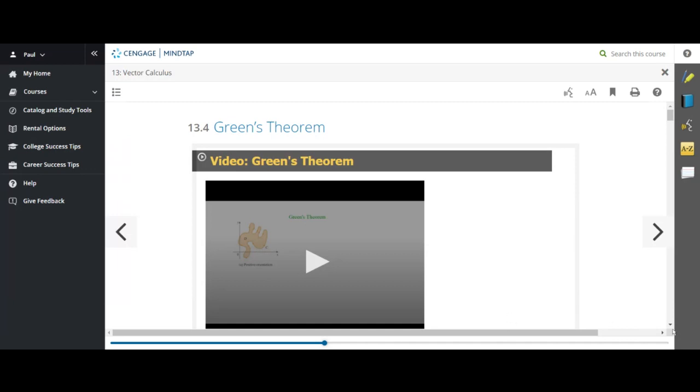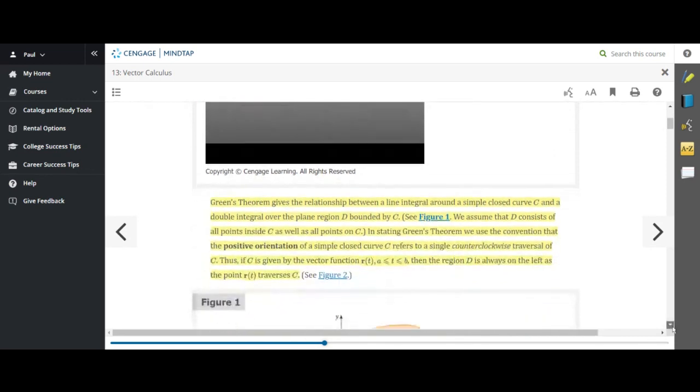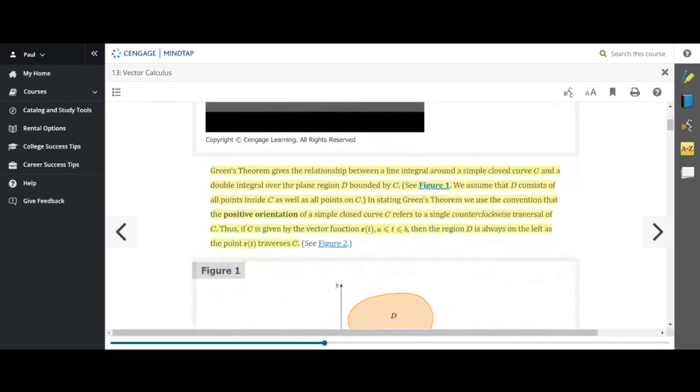All right, well, let me bring it down a little bit, and I already even have it highlighted. So Green's theorem gives the relationship between a line integral around a simple closed curve C and a double integral over the plane region D bounded by C. See figure 1. All right, let me show you figure 1 here.